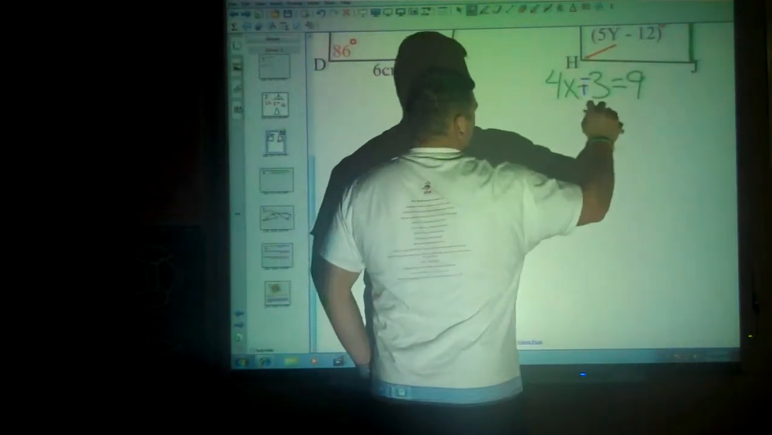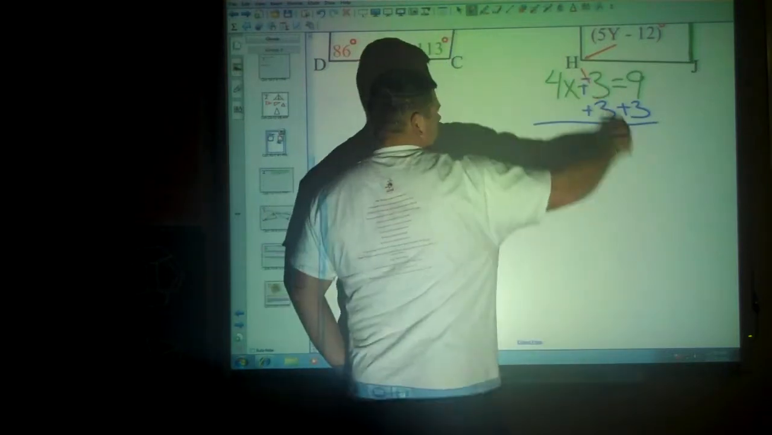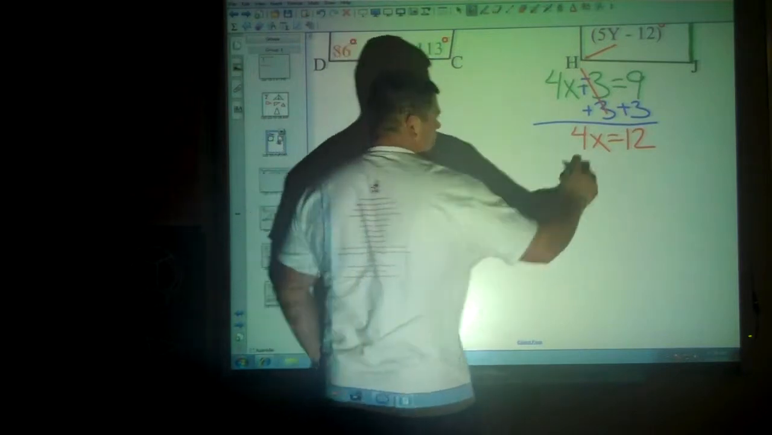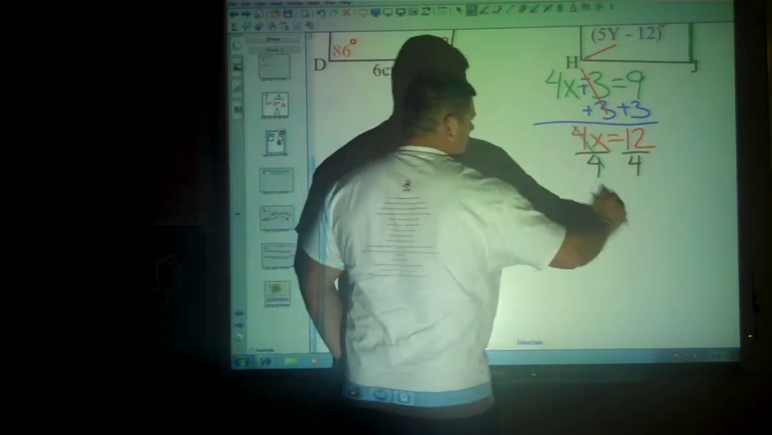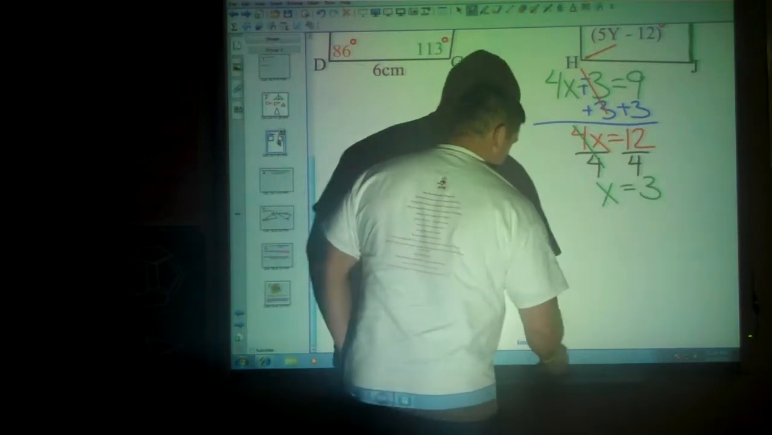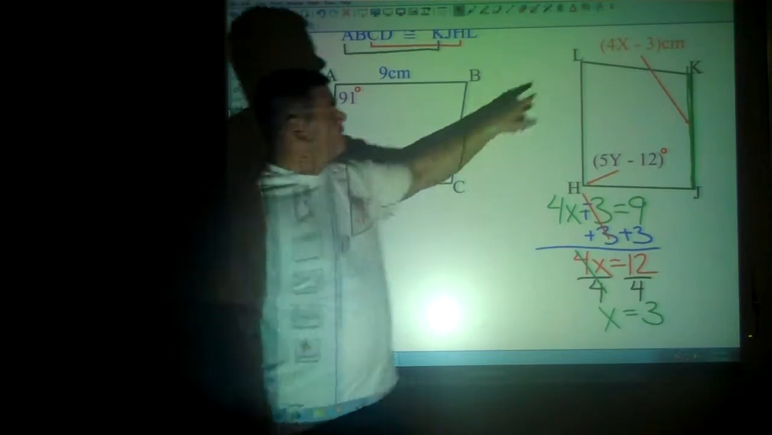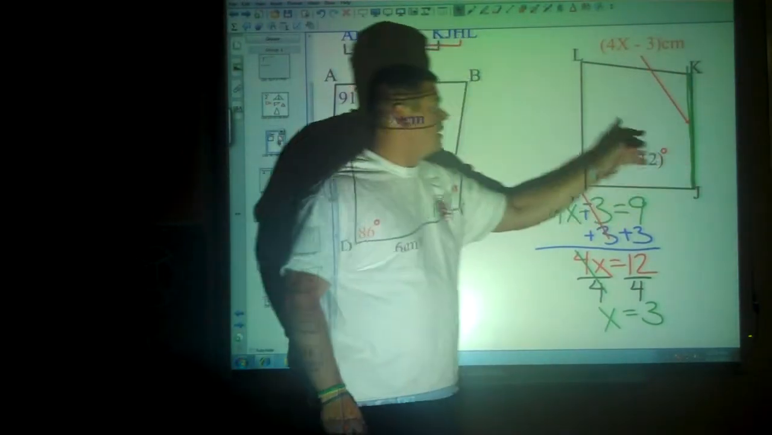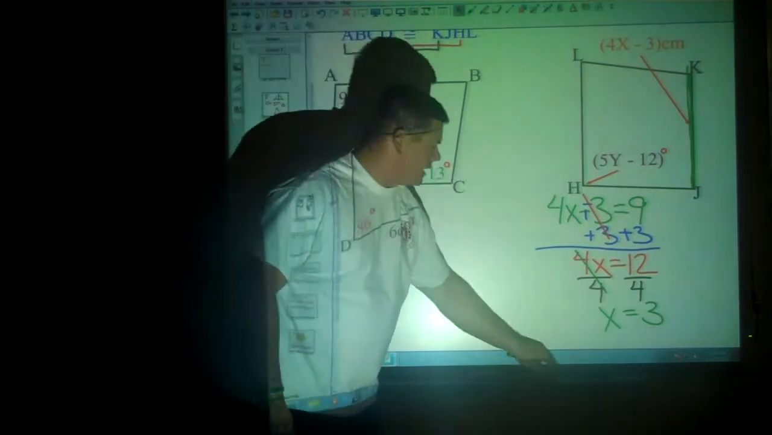And from there, it's a simple two-step equation to solve. We've got a plus negative, so we add 3 to both sides. We end up with 4x equals 12. And we divide both sides by 4. And our final answer would be x equals 3. Test it and make sure, because it's always good to try stuff out. 4 times 3 is 12, and 12 minus 3 in fact makes 9, which means K to J would match up.